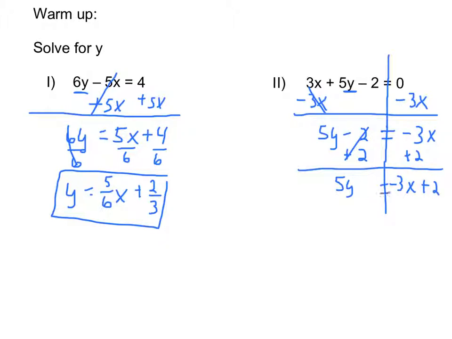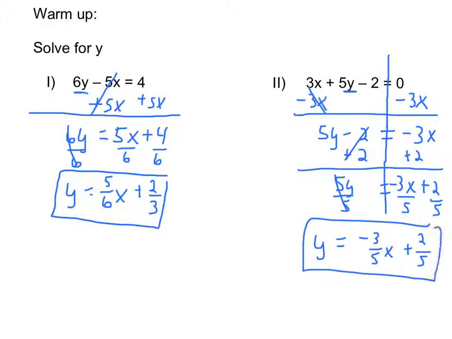There's my equal sign, bring it down. Now I'm going to divide everything by 5. And again, I'm dividing each individual term by 5. So my answer will be y equals, and then see how you have the negative 3 over 5. I'm going to make that a fraction and put the x next to it, plus 2/5. And that is solving for y. All right, let's get on to our lesson.